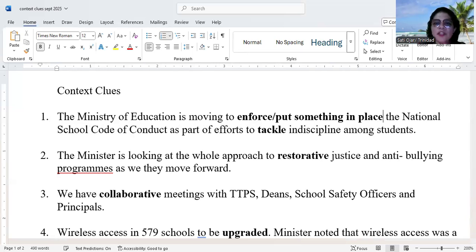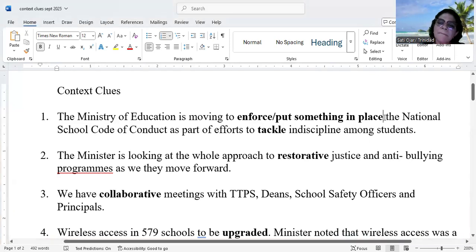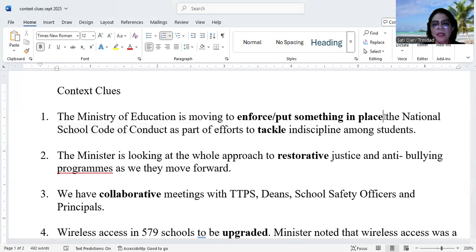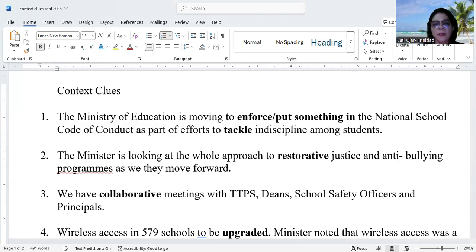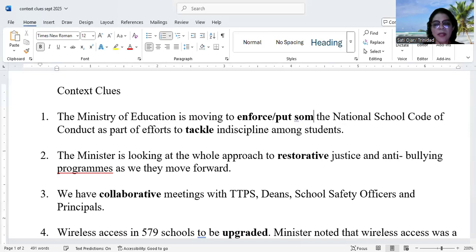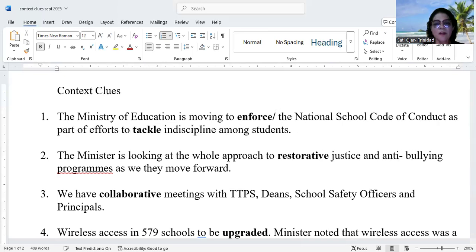Anybody has another suggestion? I'm seeing some other hands up. Crystalline, what do you think enforce means? Encourage. Right, encourage. Now, if the National School Code of Conduct is a document, what do you think they want to do with it? Do you think they want to put it in place? It already exists. Do you think they want to encourage it, or what else is a better word? It already exists, but they want to enforce it.